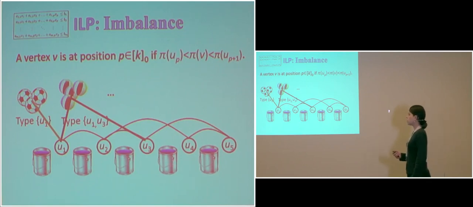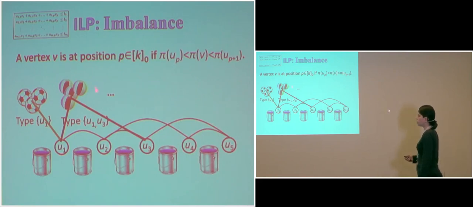And what is important to notice here is that, say we are looking at this specific type, all of the vertices that we have in all of these types together are an independent set. So if we decide to put some vertices in a certain bucket, it doesn't matter what the internal order between them is.